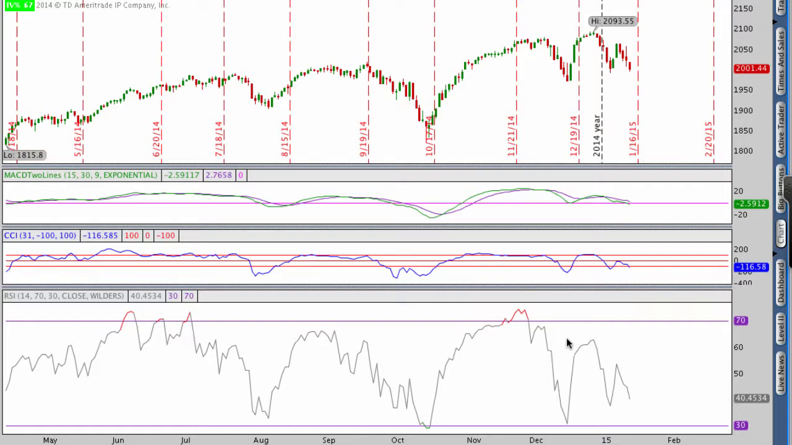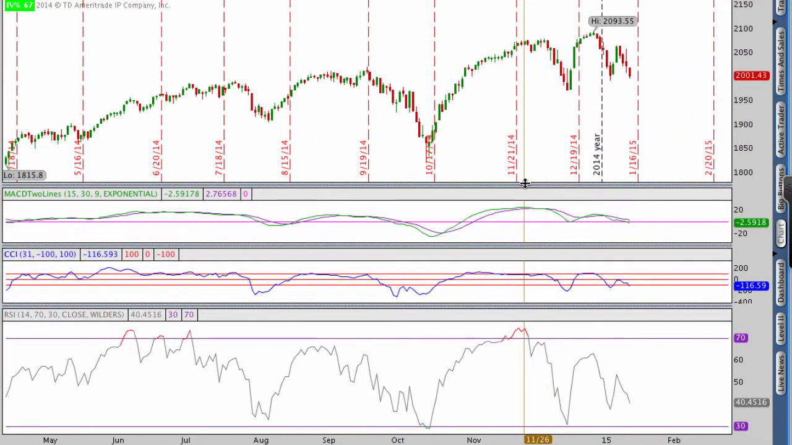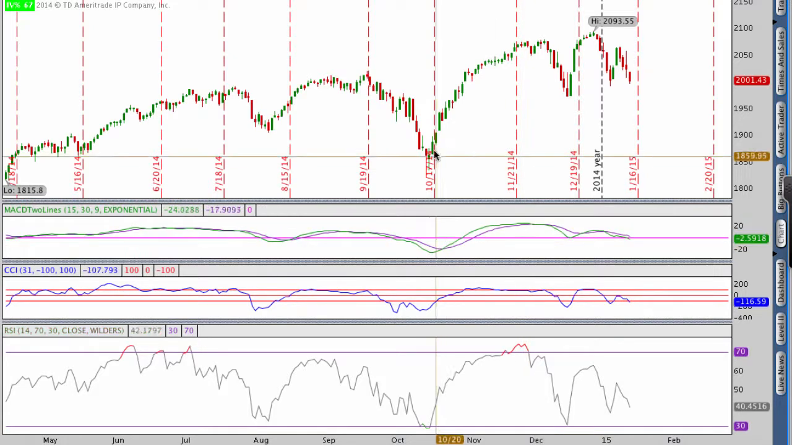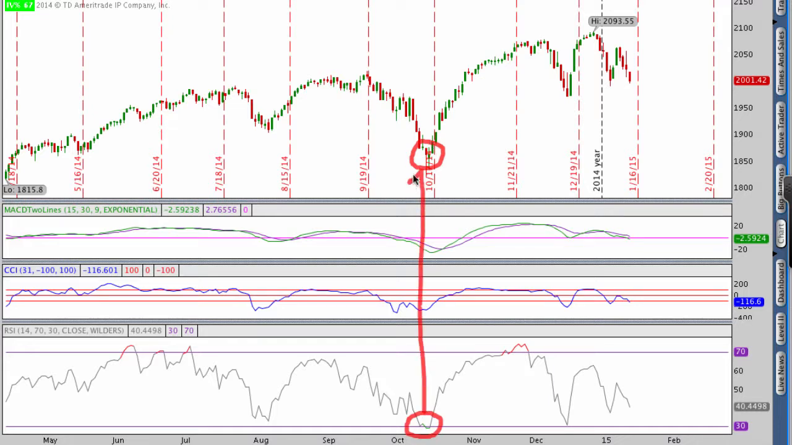Now, when we look back in time again with CCI and MACD, and let me just smush these down a little bit. Here's the look at the S&P 500. You can see that we did get a reading all the way down here on RSI below 30, which ended up being almost a perfect buy on the market because stocks really bottomed out from that point and continued to move higher.